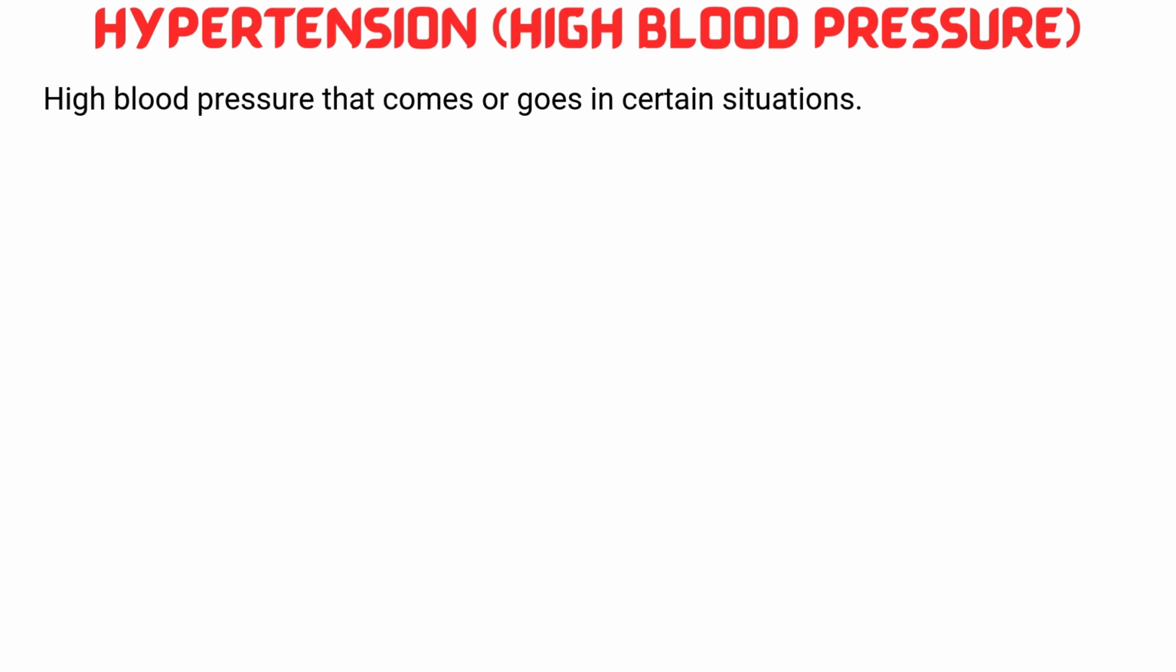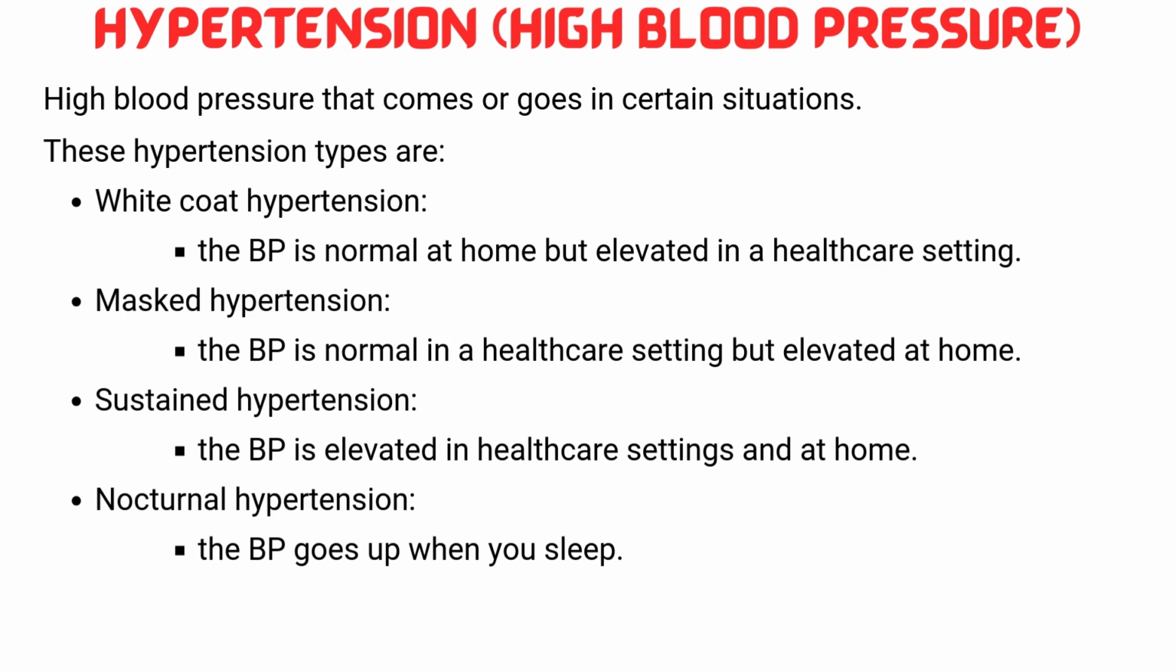High blood pressure that comes or goes in certain situations. These hypertension types are white coat hypertension: the BP is normal at home but elevated in a healthcare setting. Masked hypertension: the BP is normal in a healthcare setting but elevated at home. Sustained hypertension: the BP is elevated in healthcare settings and at home. Nocturnal hypertension: the BP goes up when a person sleeps.